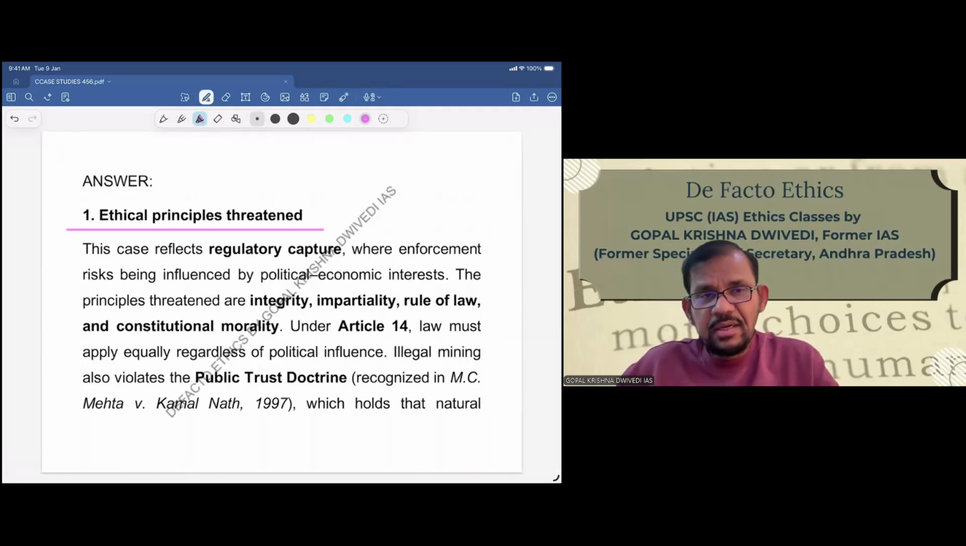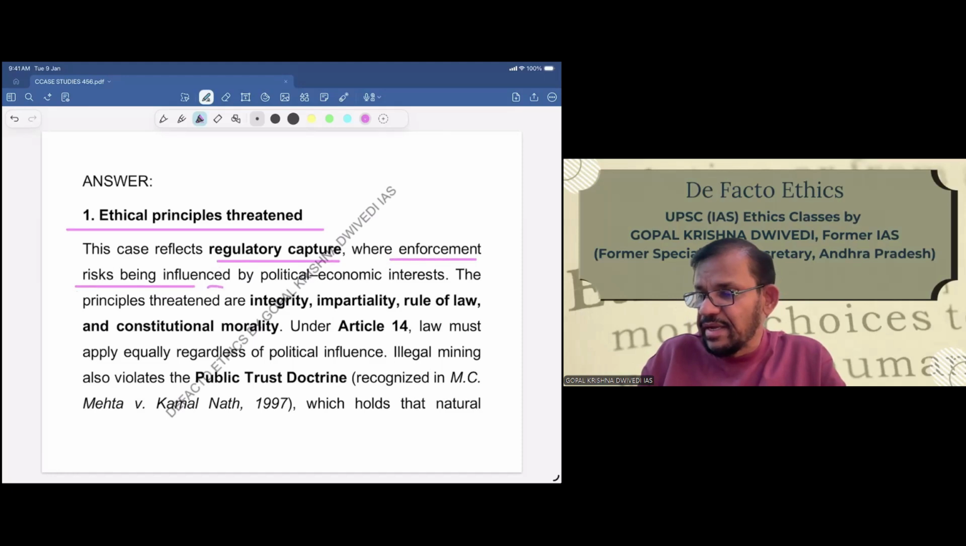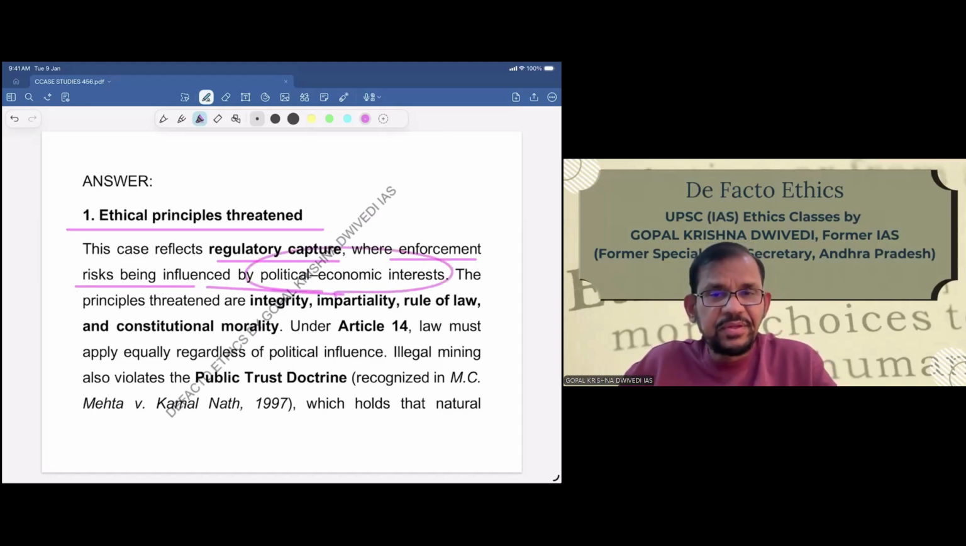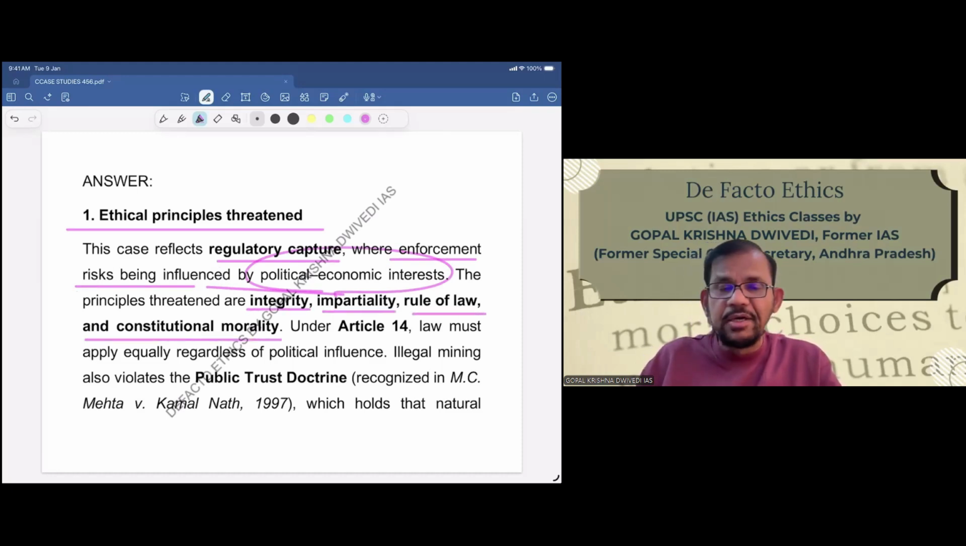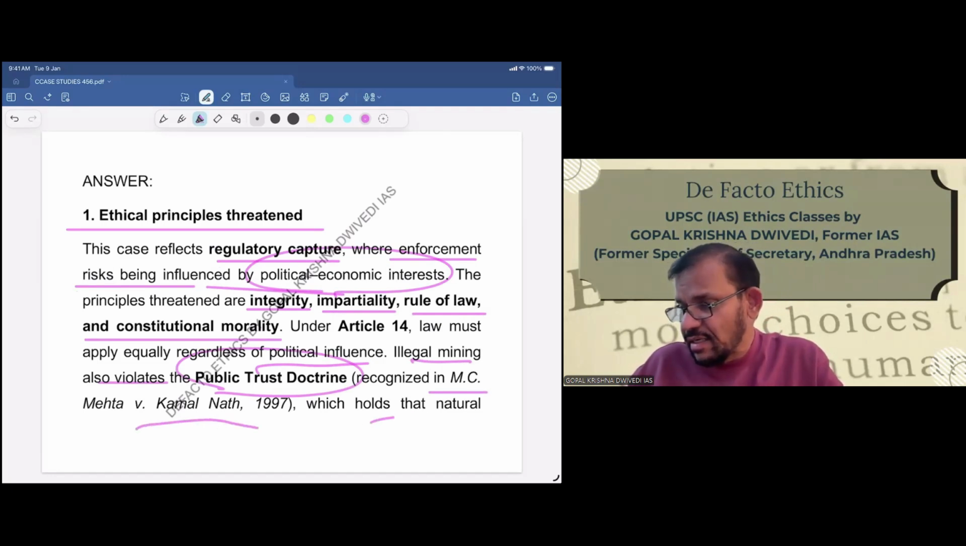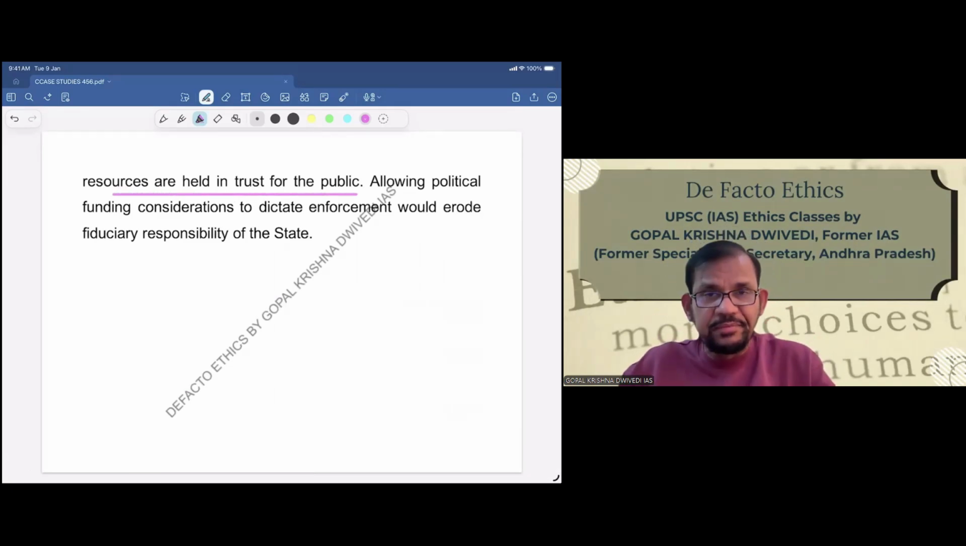So here, this case reflects regulatory capture, where enforcement risks being influenced by political economic interests. The principles threatened here are integrity, impartiality, rule of law, and constitutional morality. Under Article 14, law must apply equally regardless of political influence. Illegal mining also violates the public trust doctrine, recognized in another very important Supreme Court case, MC Mehta versus Kamal Nath, which holds that natural resources are held in trust for the public. Allowing political funding considerations to dictate enforcement would erode the fiduciary responsibility of the state. So this is the first question.